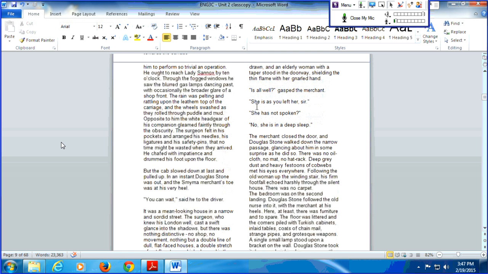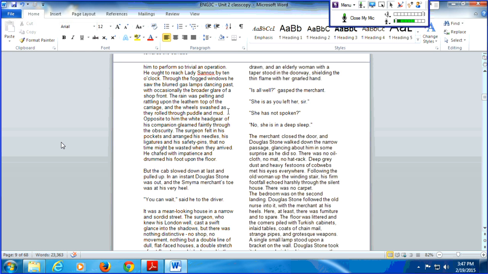Through the fogged window, he saw the blurred glass lamps dancing past, with the occasional broader glare of a shopfront. The rain was pelting and rattling upon the leathern top of the carriage, and the wheels washed as they rolled through puddle and mud. Opposite to him, the white headgear of his companion gleamed faintly through the obscurity. The physician felt in his pockets and arranged his needles, his ligatures, and safety pins so that no time would be wasted when they arrived. He chafed with impatience and drummed his foot upon the floor.